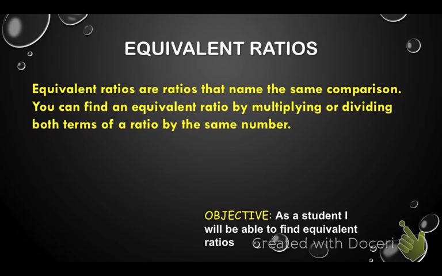Equivalent ratios, what are they? Well, you needed the definition. Here it is. Equivalent ratios are ratios that name the same comparison. Remember, a ratio is a comparison of 2 quantities. Well, equivalent ratios show the same thing. You've even done a couple of equivalent ratios because I had you simplify in your last video. Now, you can find an equivalent ratio by multiplying or dividing both terms of a ratio by the same number. I'll show you that in just a second.